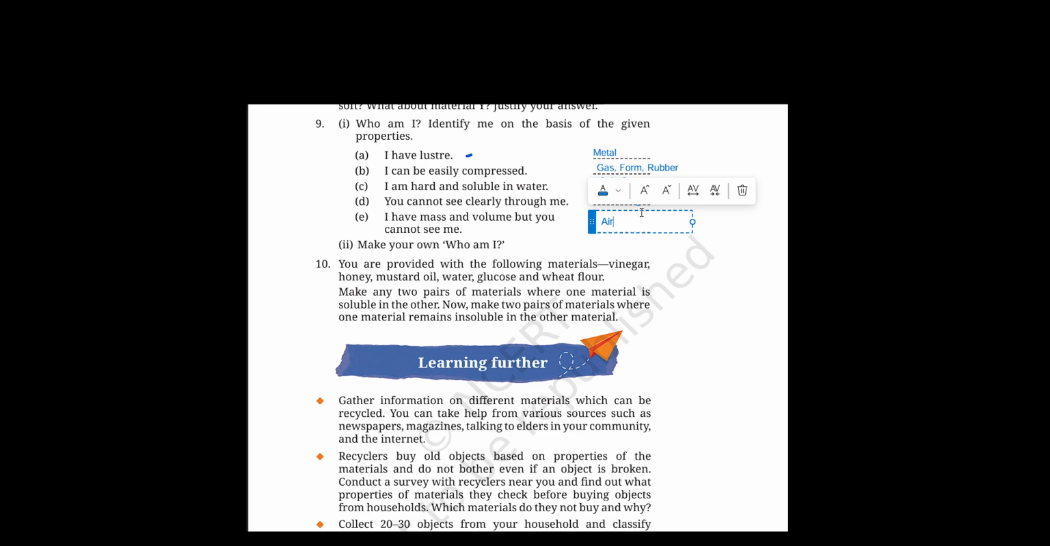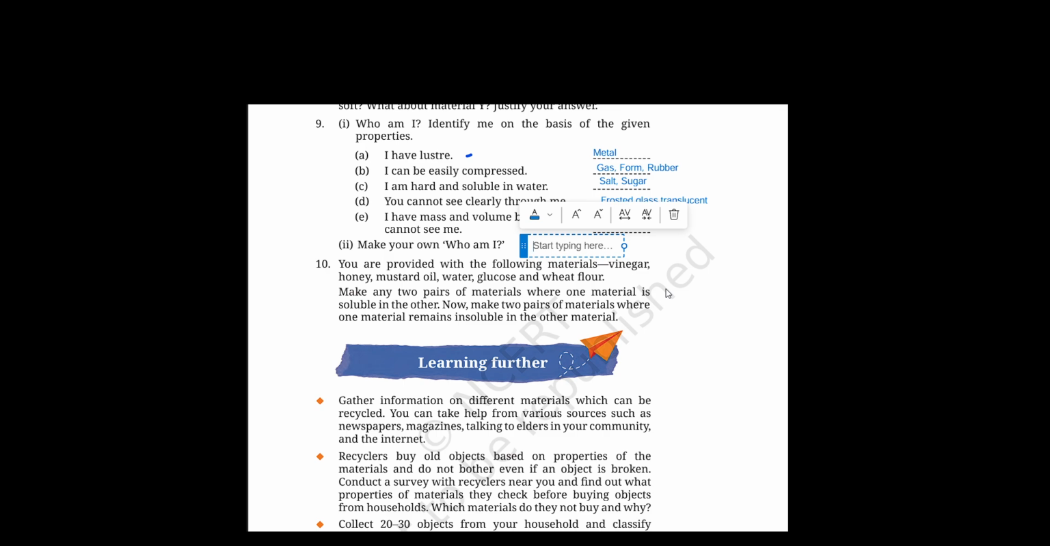So you can make your own who am I. For example, you can say I am a metal and I am used in jewelry and I am very shiny, so it must be gold. So similarly you can try some others with your friends.